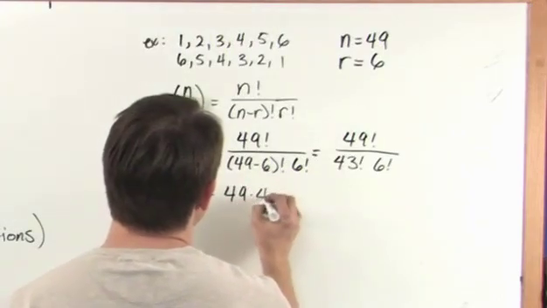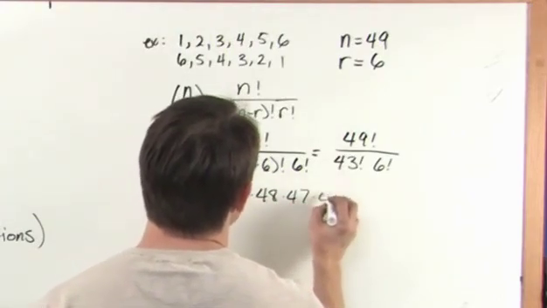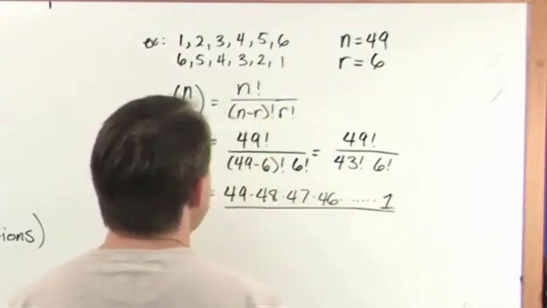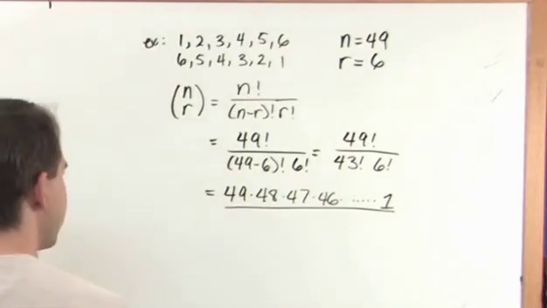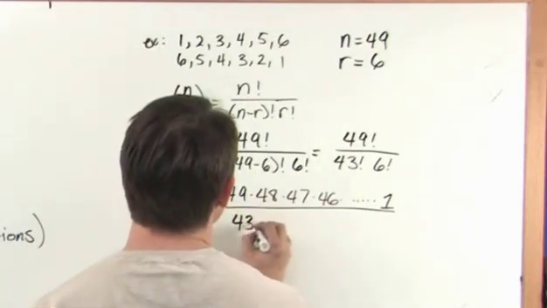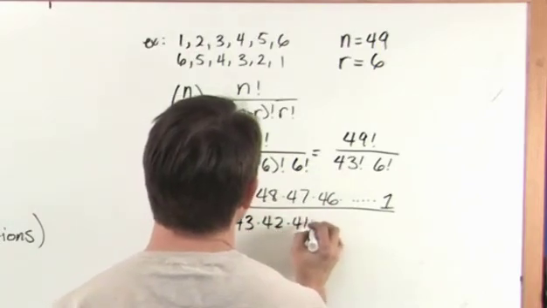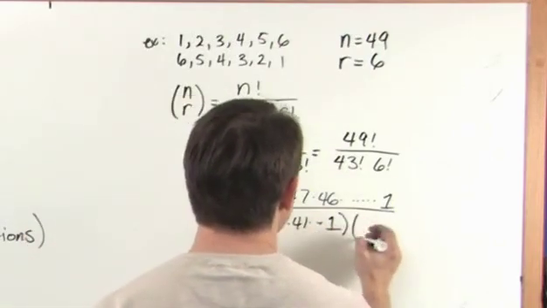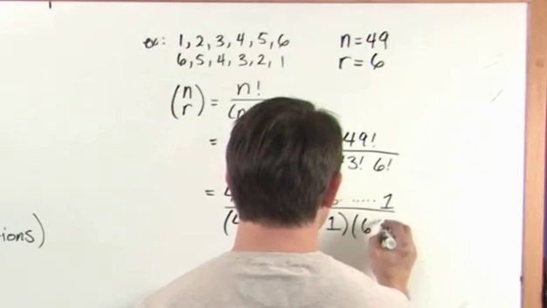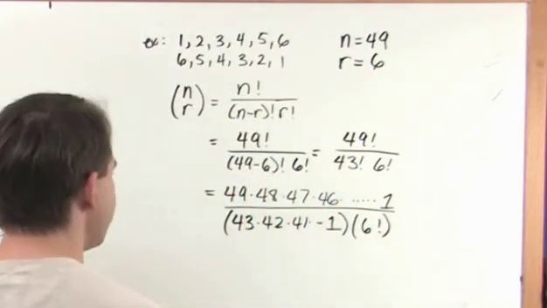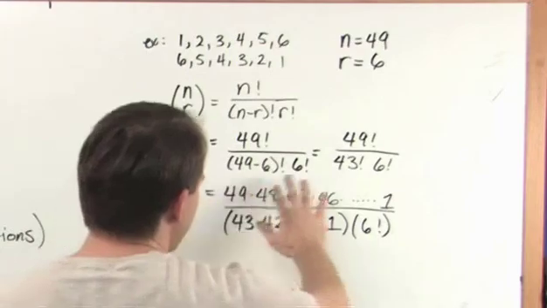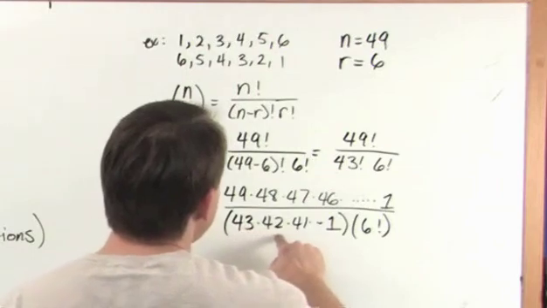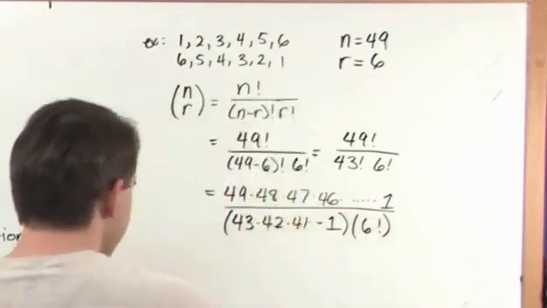49 on the top times 48 times 47 times 46, all the way down to 1. And on the bottom, you're going to have 43 times 42 times 41, all the way to 1. This is again multiplied by 6 factorial, which I'm just going to leave there. The reason I'm doing this is that I can't really write it all out, but because you have 49 multiplied down, everything from 43 on is going to cancel with what's on the top, because everything's multiplied together.